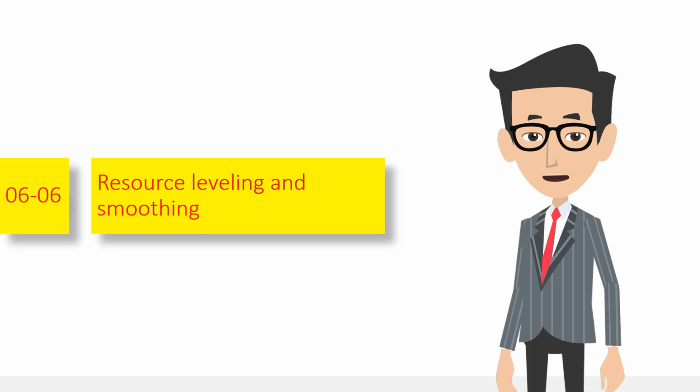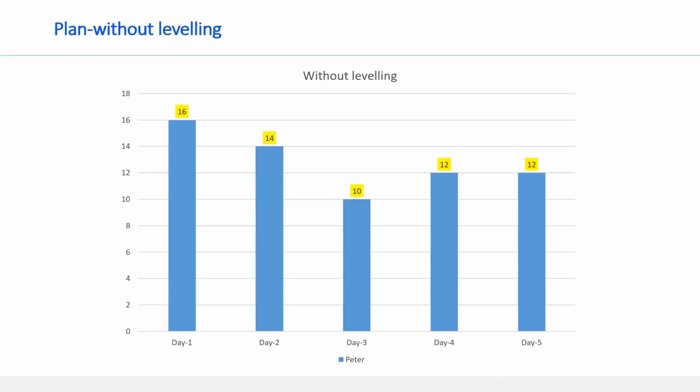You may have to adjust the activity start date. As a result, naturally, the project end date also gets shifted. Let's look at an example to understand them easily. Let's say you have a work package that should be completed in 5 days, and you have Peter, the developer.